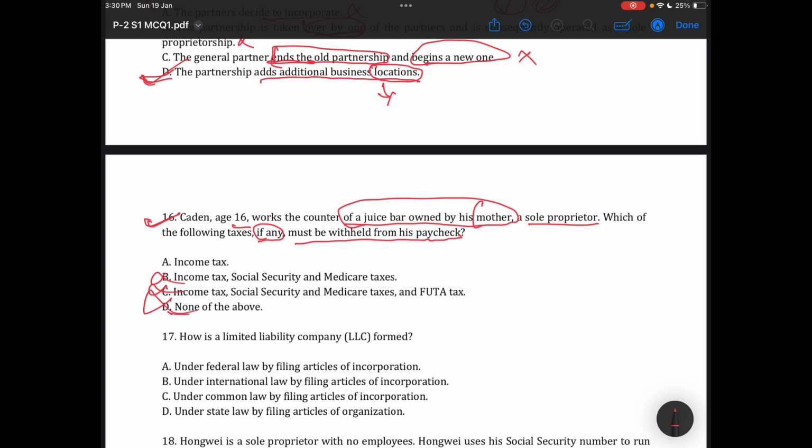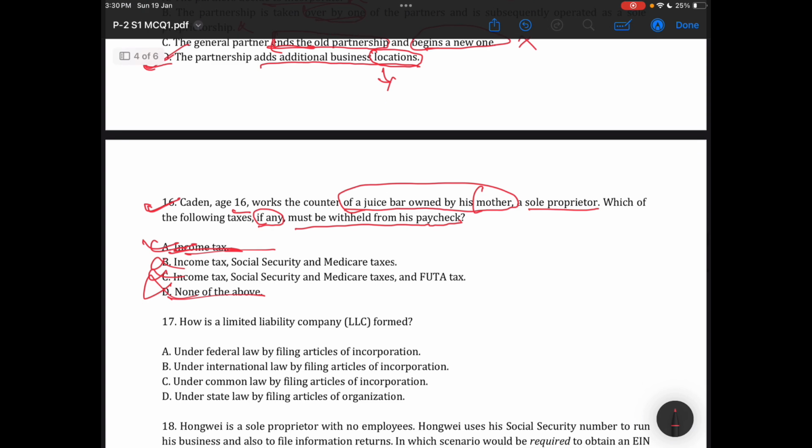Then none of the above. Then the correct answer is, he has to file income tax. It's also a very important topic. You might get a question from here.